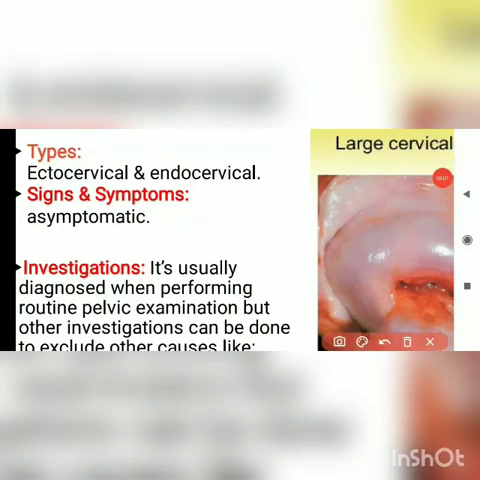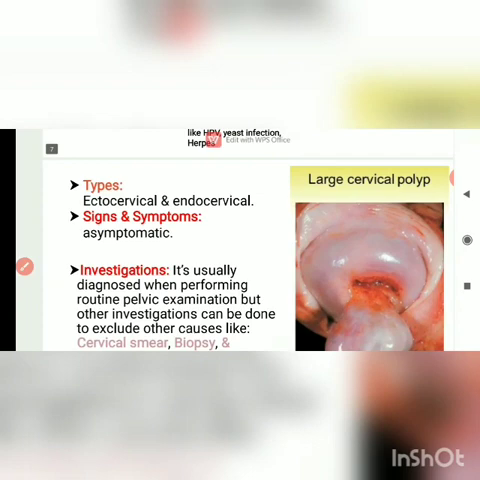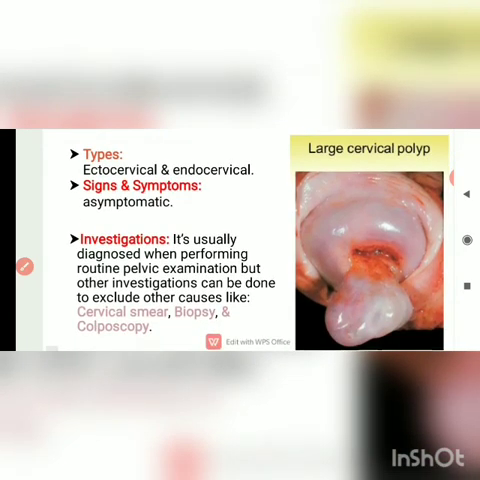So polyps can be ectocervical or endocervical, but as I told you, they always arise from the endocervix and never from the ectocervix. So an ectocervical one is very rare. Then what are the signs and symptoms? Generally it will be asymptomatic. It is usually diagnosed when the patient comes to the OPD with some complaint of vaginal discharge and we are doing a per speculum examination. So during routine examinations it might be diagnosed.